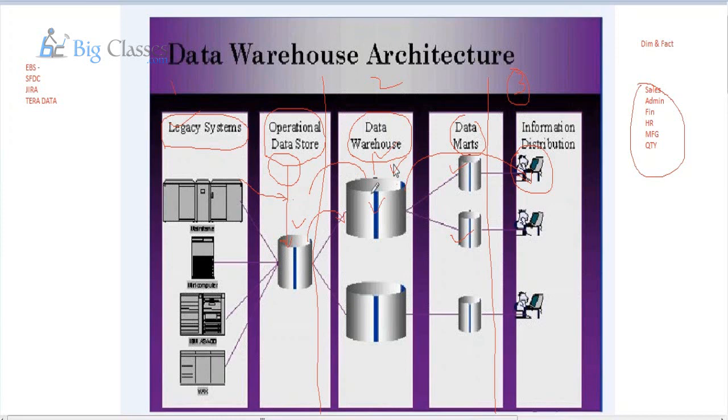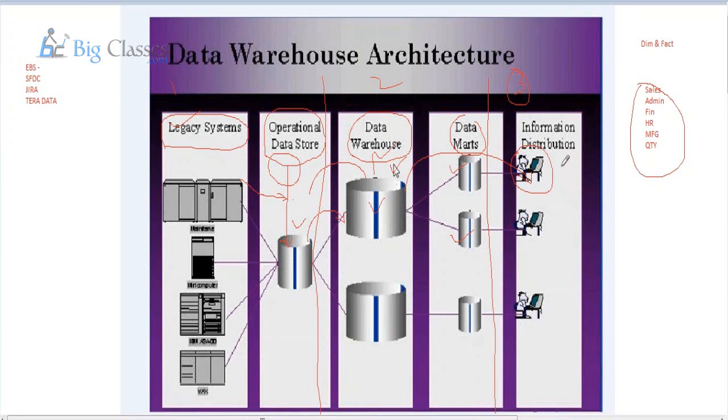So this is one part. The data warehouse is not OLTP, it's OLAP, online analytical processing, because we are going for analysis. We can use this data for analysis, and that's why it's an analytical process.